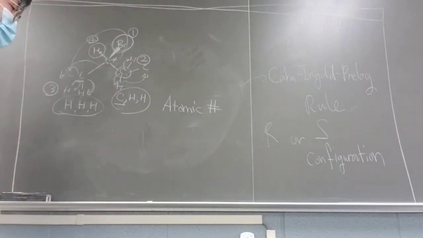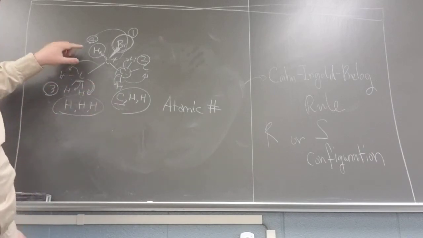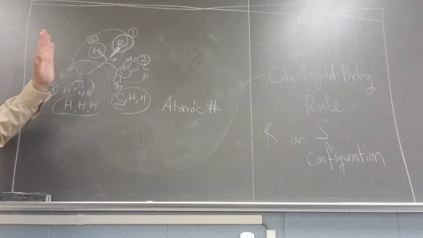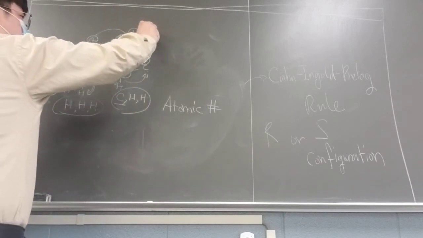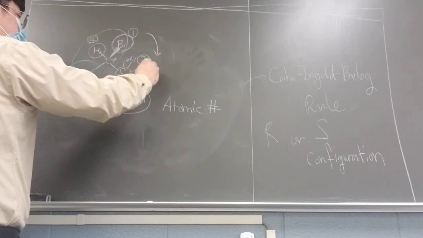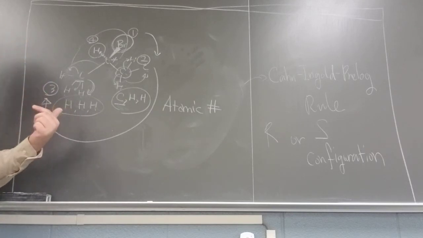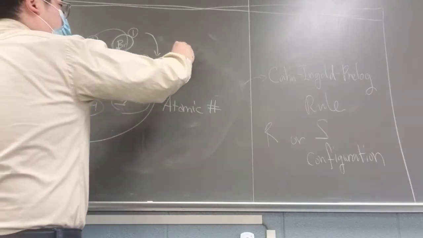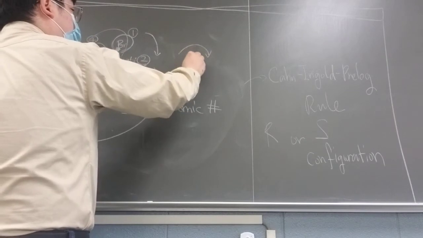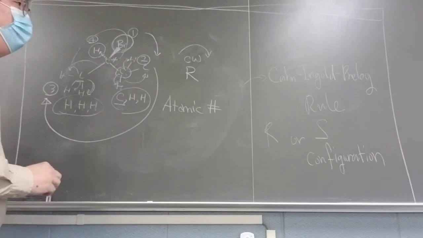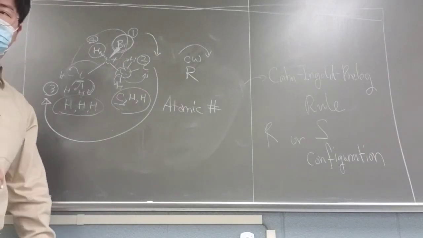Okay? So in this case, the only thing you have to do is try to put number 4 on the back, which is already there. So you don't have to do anything, just follow the 1, 2, 3. So this is where you see the direction 1, 2, 3. Okay. So if it goes clockwise, this is the R configuration here.